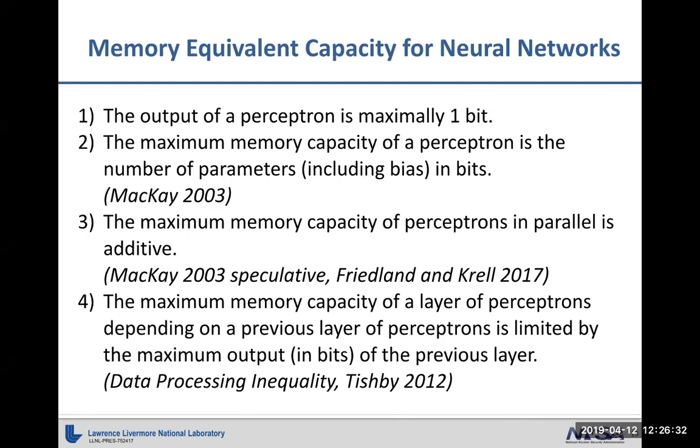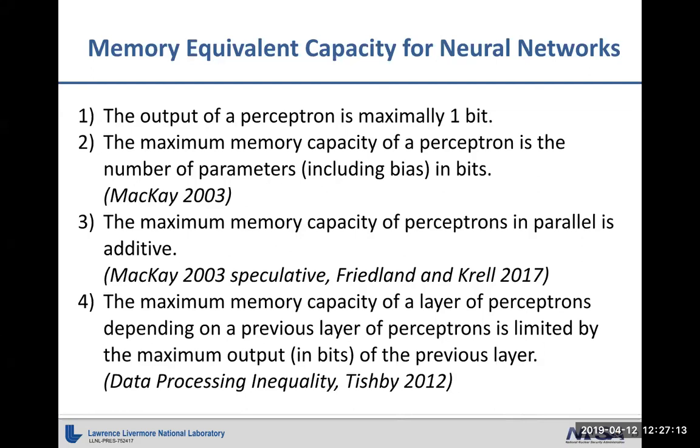Just take that result. And then we needed two more results that were a lot more work than just taking from the book. The first one, we started very empirical, and it turns out the maximum memory capacity of perceptrons in parallel is additive, okay? It makes total sense. So let's say you have one perceptron, which has 3 bits of capacity, and you have another perceptron that has the same input, but has independent weights and independent bias. Well, obviously, that just adds another 3 parameters. That's completely additive.